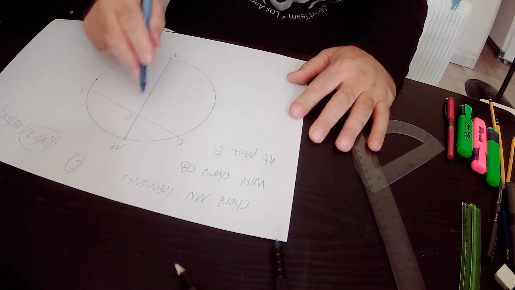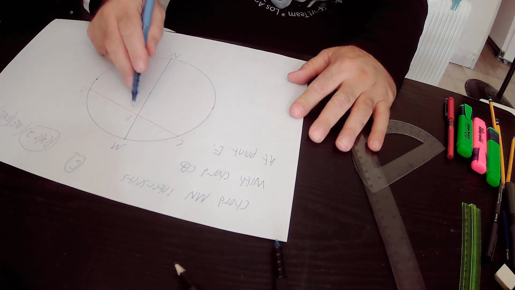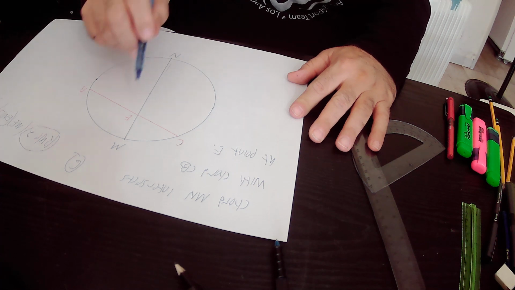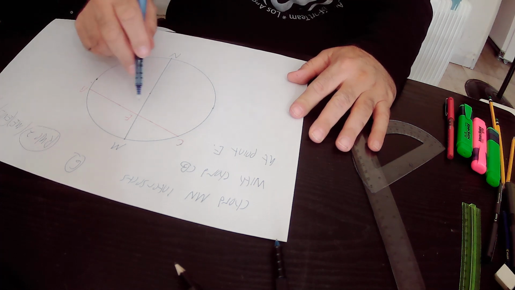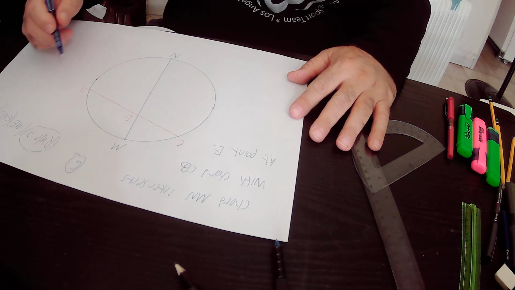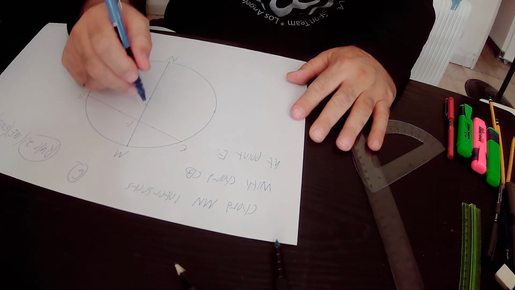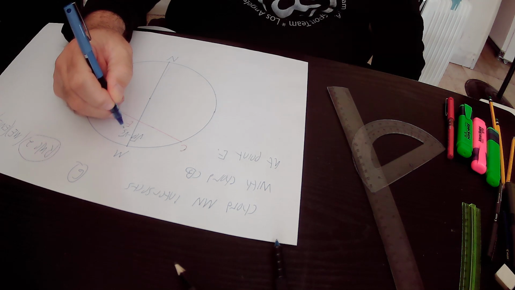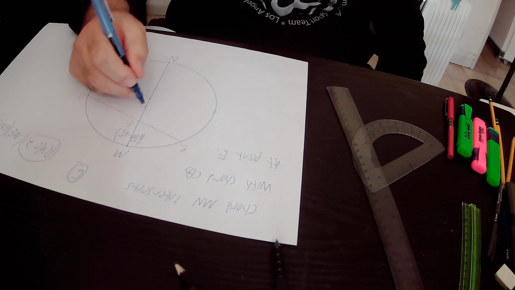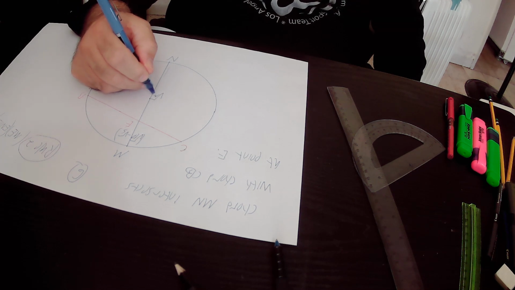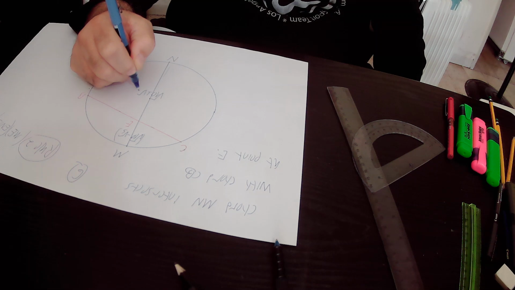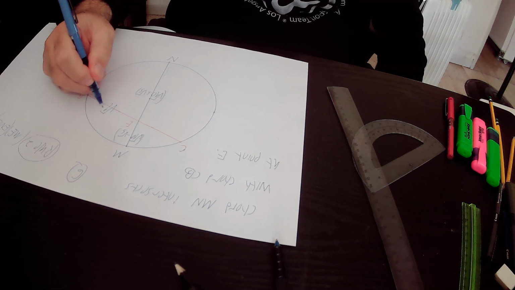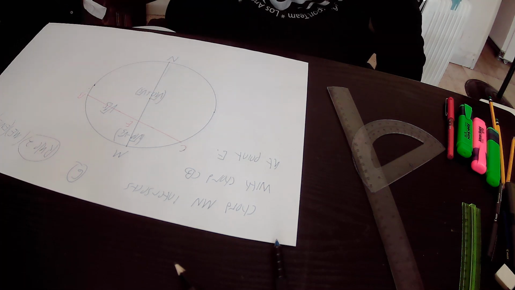Repeat again, chord MN intersects with chord CB at point E. Point E is the intersection point between the two chords. Therefore, according to rule number 2, ME times EN equals CE times EB. We've already found out that ME equals the square root of 10 minus square root of 5. We've already found out that EN equals the square root of 10 plus square root of 5. We have already found out that EB equals the square root of 15. The only missing line segment is line segment CE.